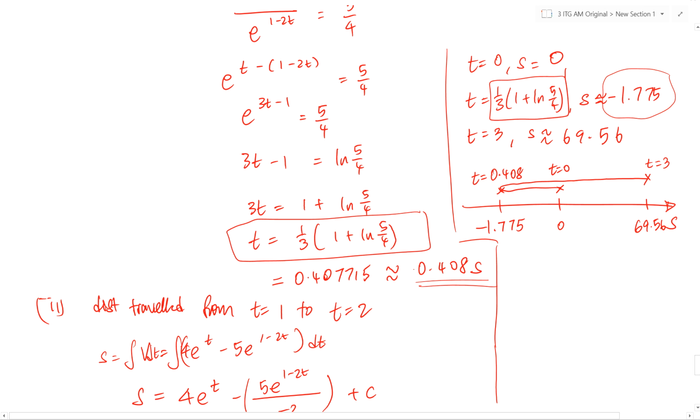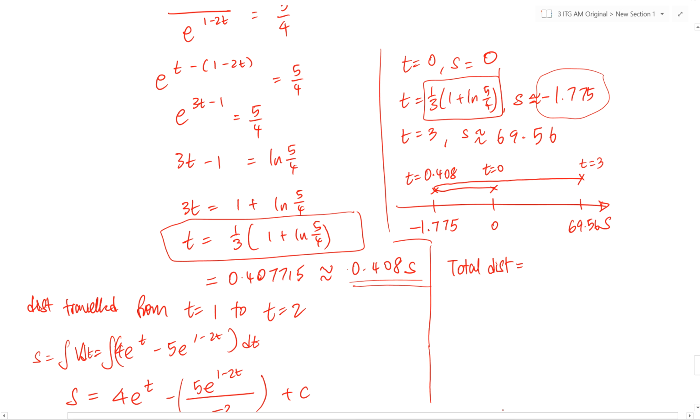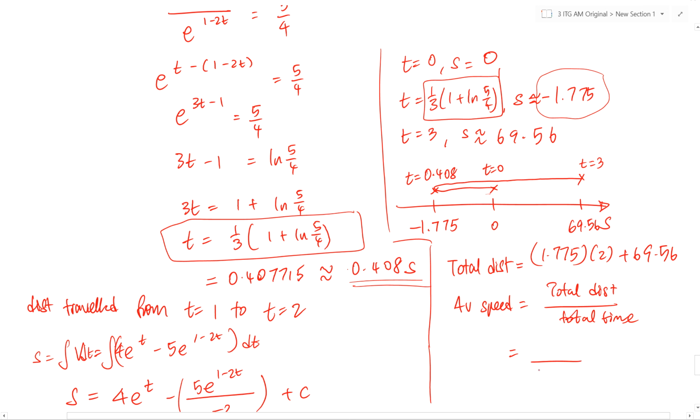So I can find the total distance now. Total distance is 1.775 times 2 for these two portions plus 69.56. Average speed equals total distance over total time. Do your substitution and you will get approximately 24.4 meters per second.